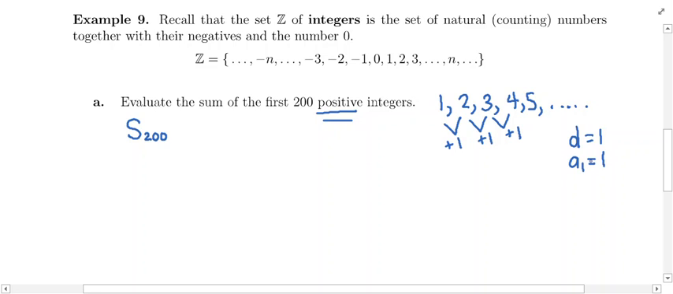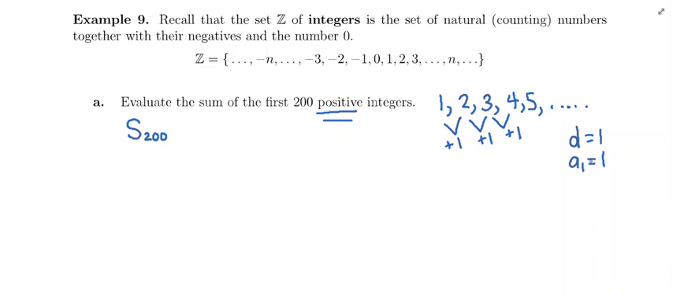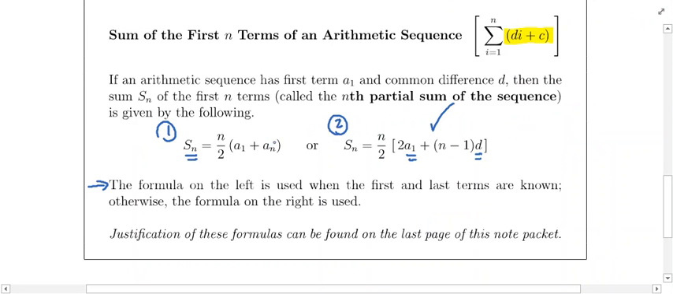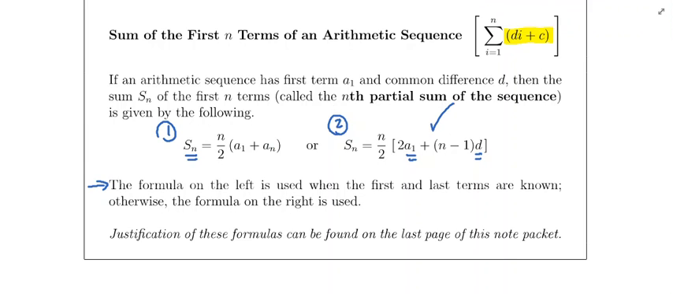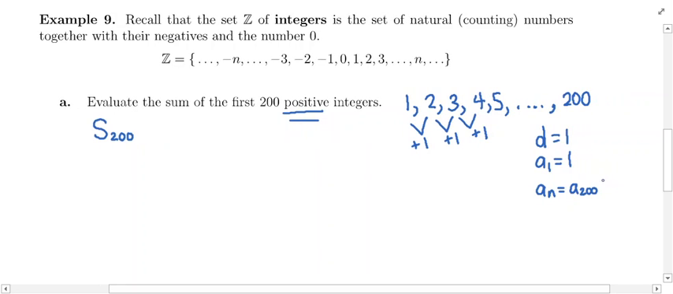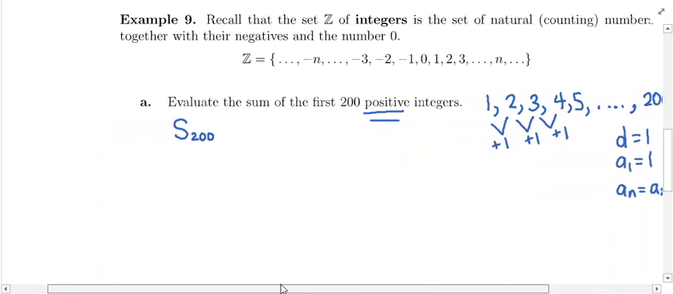The first term is 1, so we can use the second formula. We can also use the first formula because we know a_n, we know a200. This sequence is going to keep going and the last number is going to be 200. So the last term a_n, which is a200, is going to be 200. You can plug and chug into either of the formulas and get the answer here. It should give you the same thing.